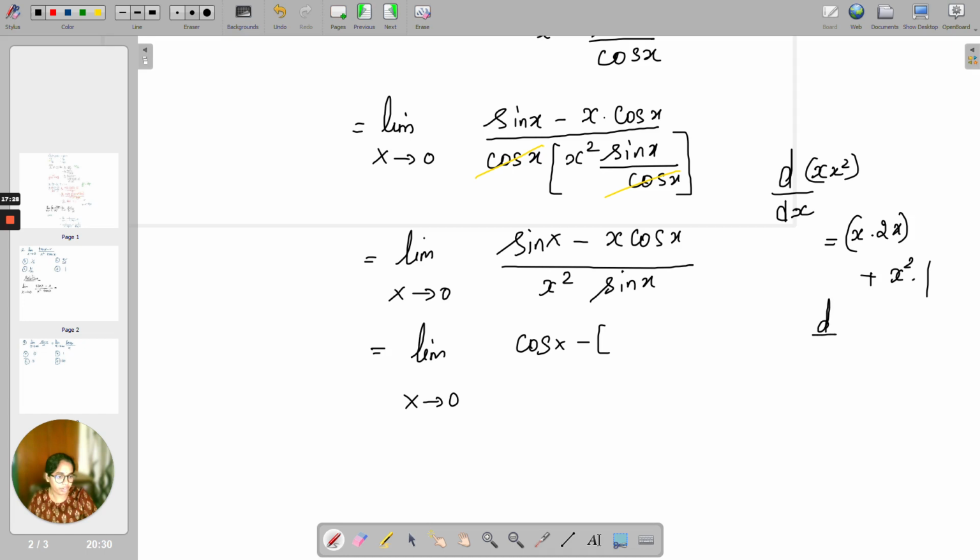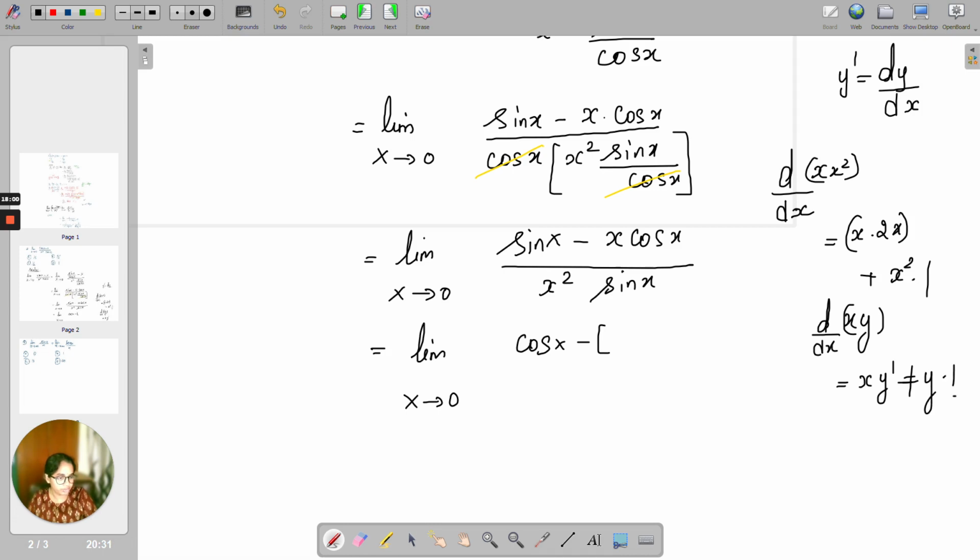Yes, what if I have to differentiate d by dx of x into y? As I told you, y is a function of x. Yes, so when I am differentiating y, keep x as it is, so y would be y dash. What is y dash? dy by dx. Yes, y dash is dy by dx. Okay. Next, again, okay, plus, if you're differentiating x, keep y as it is, and then you would get 1.